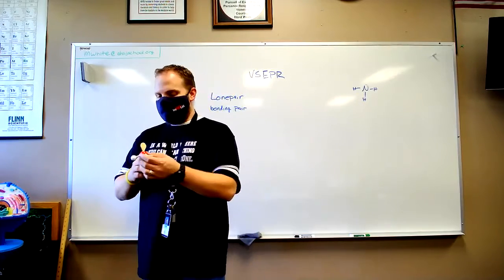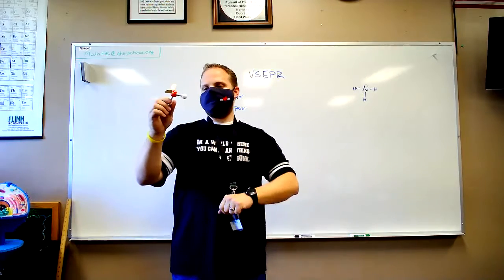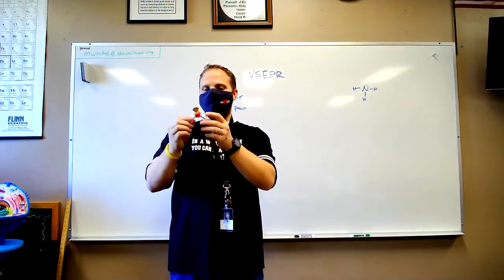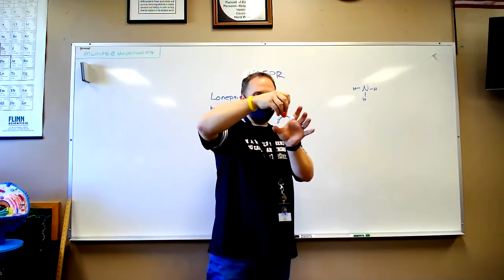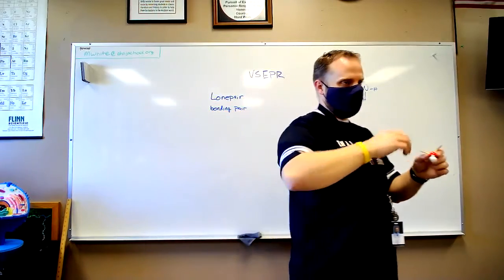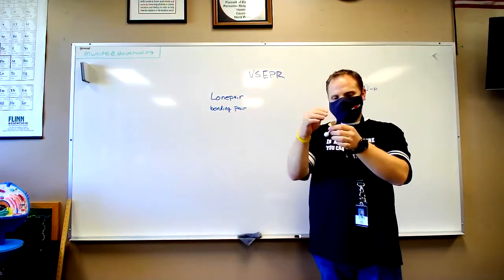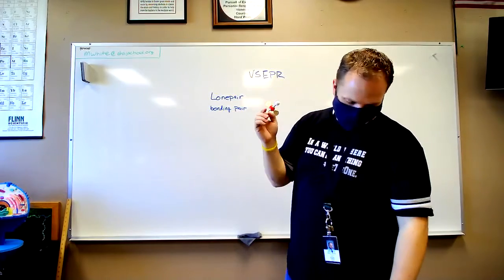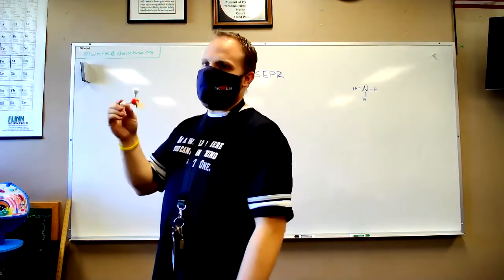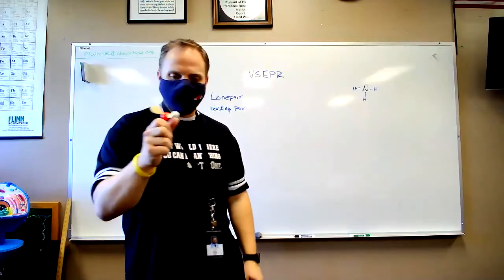This becomes what we call bent, which I think you can see why. We have these lone pairs, which are pushing everything down, so we get the bent molecule. This is 104.5. That's the bond angle there.